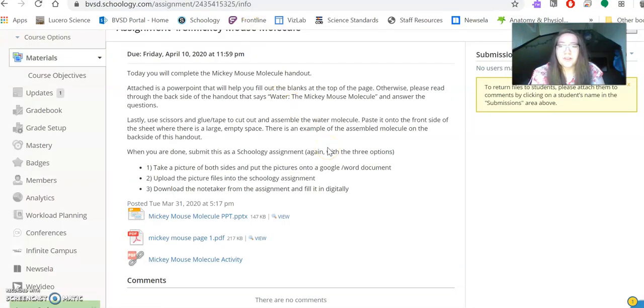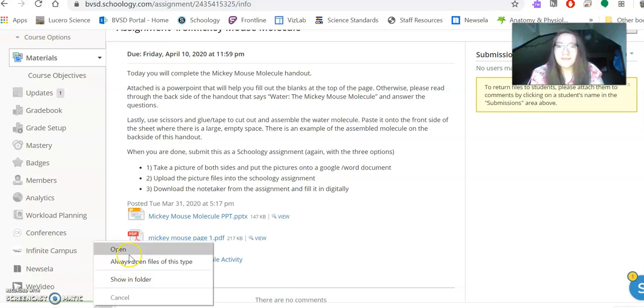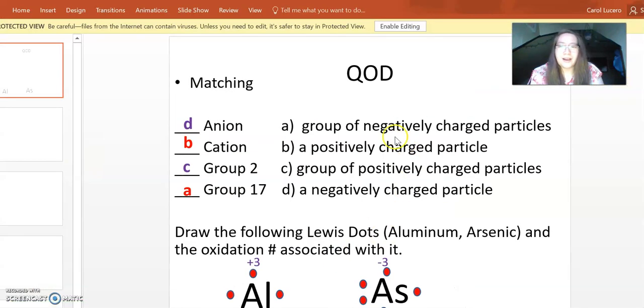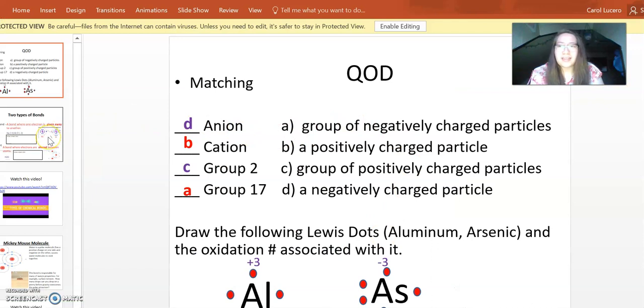You're going to take a picture of the front side with those notes. The notes are embedded in this PowerPoint right here. Remember that it's only the 2 slides. It's the question of the day, and it is also the two types of bonds, ionic and covalent.